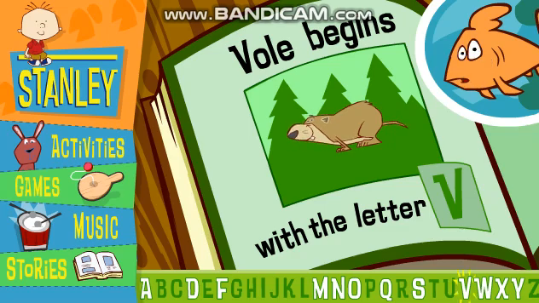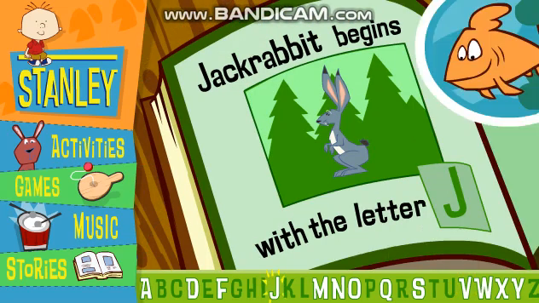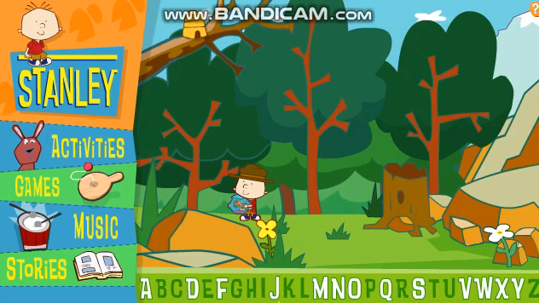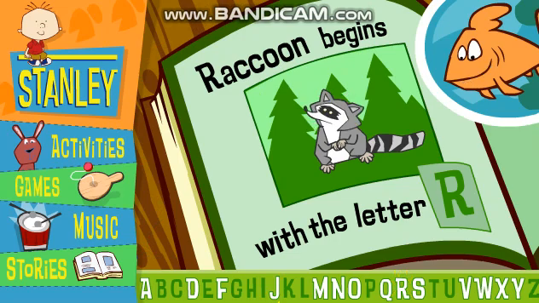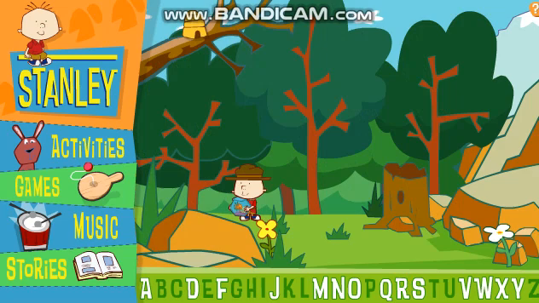Vole begins with the letter V. Jackrabbit begins with the letter J. Raccoon begins with the letter R. Nice work! Now let's find some more alphabet animals. Come on, you're almost done finding them all.